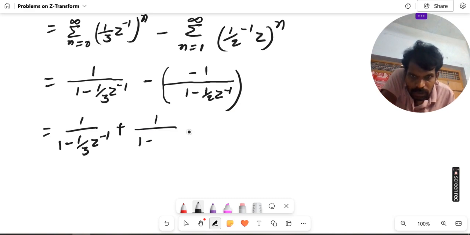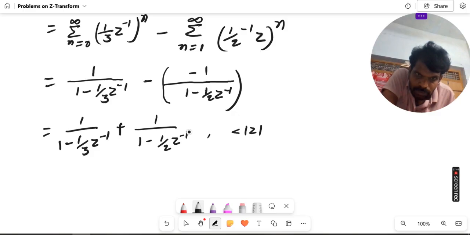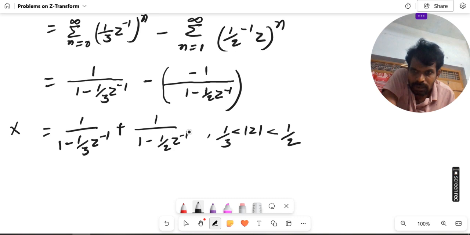For these, mod z value lies between: mod z value greater than 1 by 3 and less than 1 by 2. So it is the ROC of the Z transform for the given sequence x of n. Okay, thank you.